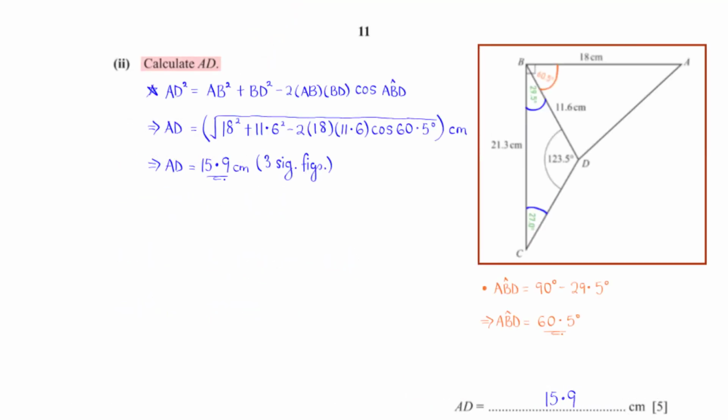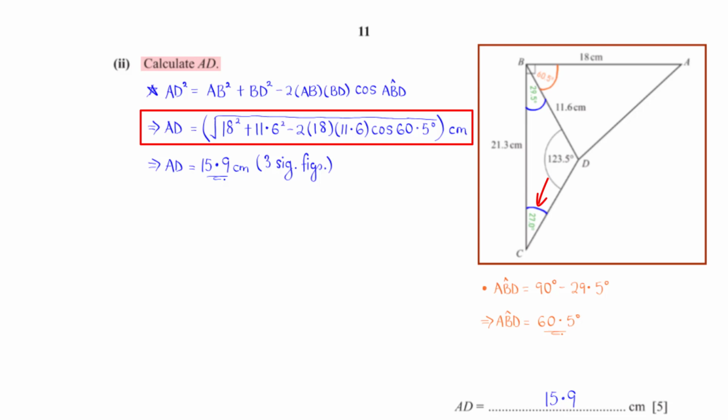Calculate AD. To get AD, we apply the cosine rule to triangle ABD. We've been given AB as 18 centimeters and BD as 11.6 centimeters, but we've not been given angle ABD. We found angle BCD in the previous question as 27.0 degrees.